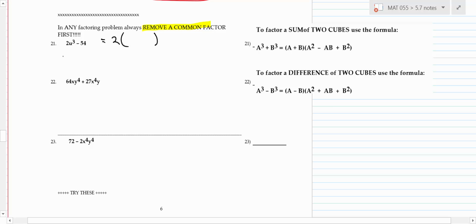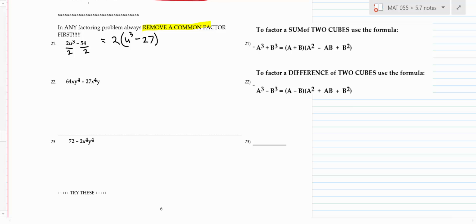Okay, now what I'm going to do is I'm going to divide both things by 2. So what goes in the parentheses? U to the third minus 27. 54 divided by 2 is 27. Now, that's a cube. How do you know? You got something to the third, and 27 is a perfect cube, right? Okay, so we've got that taken care of then.